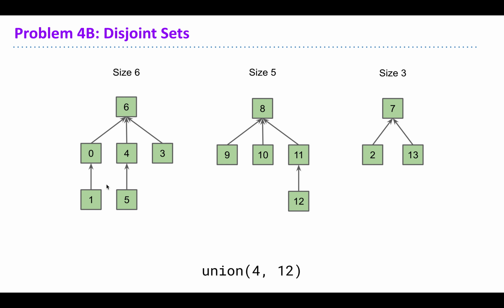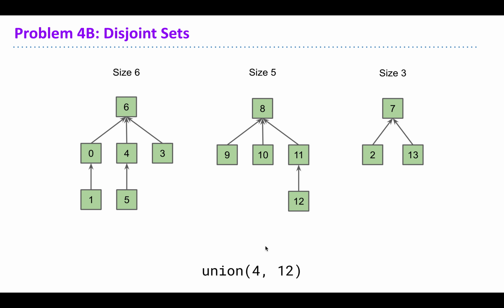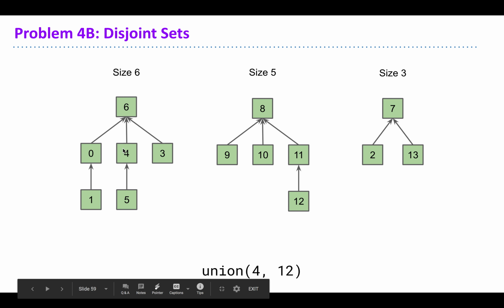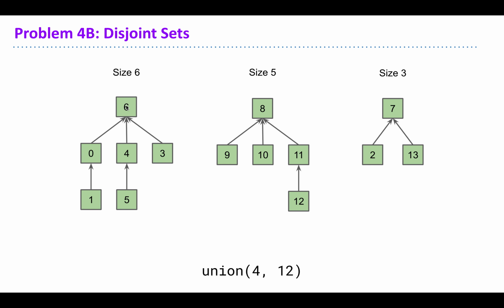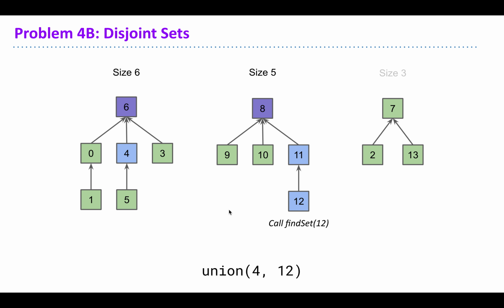And we go on now to union of 4 and 12. So we're going to repeat that process. I'm going to call find set on 4. And that's going to say, okay, start at 4 and traverse up. So I see 4, traverse up to see 6. So I get 6 as the first representative. The second thing for 12, I'm going to call find set of 12. I see 12, 11, 8. So, we called find set of 12, we called find set on 4, we get these representatives, these purple things.